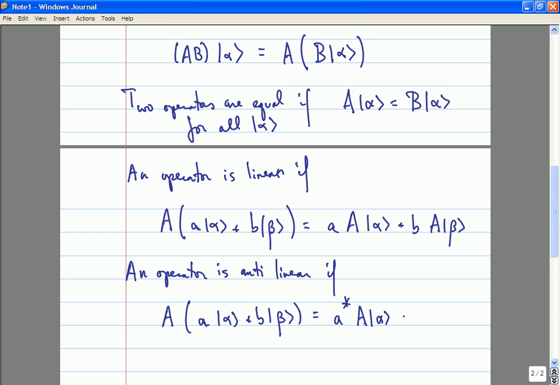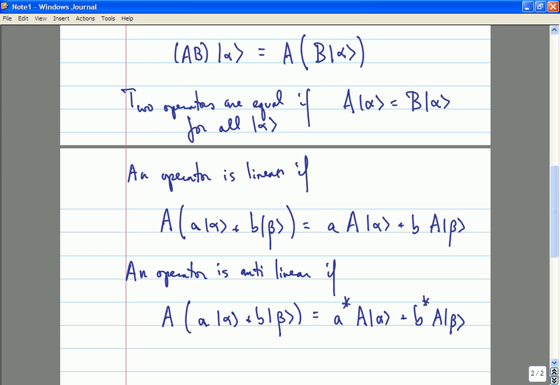Now, how many of you have seen antilinear operators before? Raise your hands. Can anyone give me an example of an antilinear operator? Let's see how quickly your brains are working. It is a Monday. It's 10 a.m. I've been up for hours. No one can think of an antilinear operator?